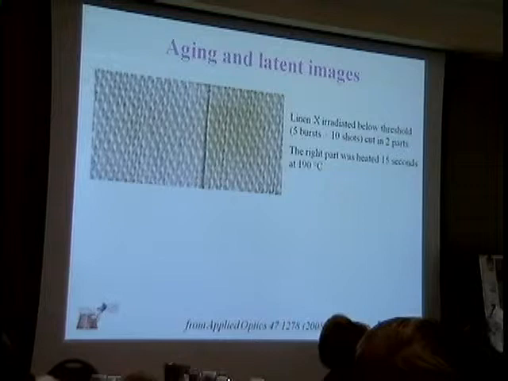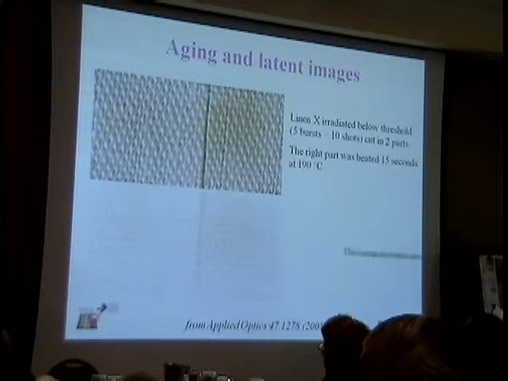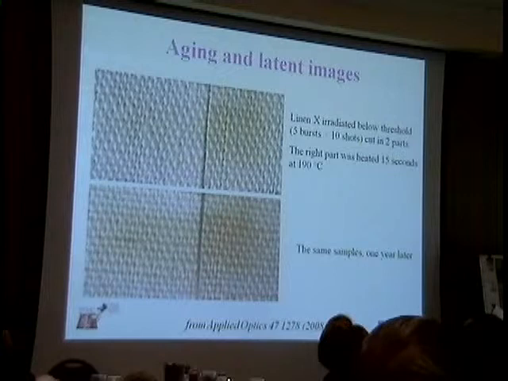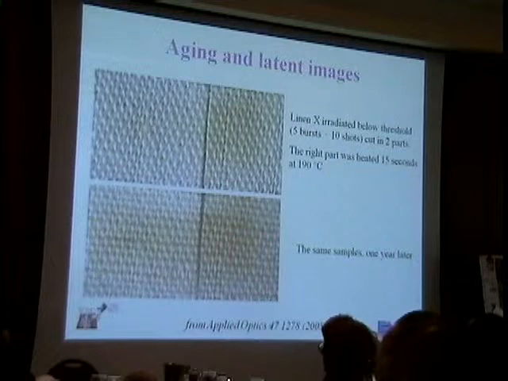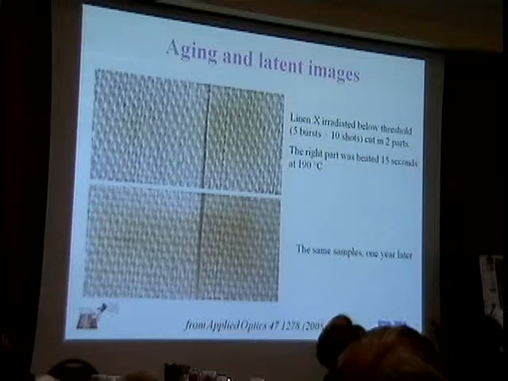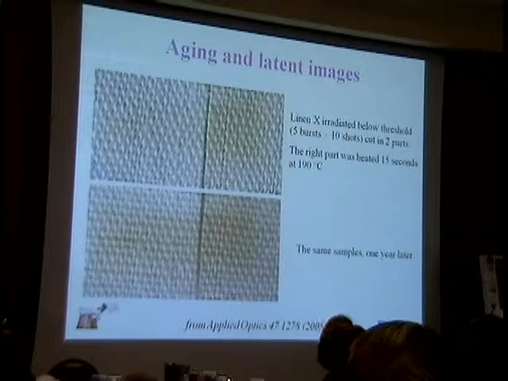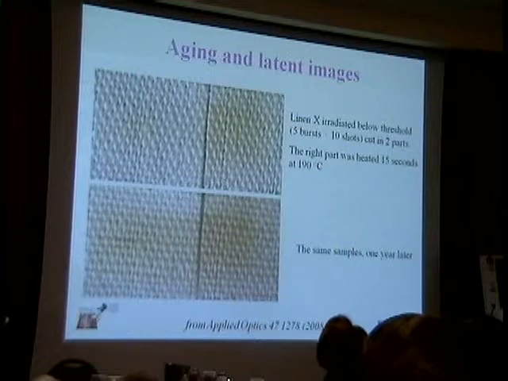But the most interesting point is the same sample 1 year later. You see that even the not heated part now shows color. So the UV photons, in practice, have broken some chemical bonds, inducing a slow dehydration, and then coloring after a relatively long time. And to our knowledge, this is the first direct evidence of latent image in linen after laser irradiation.